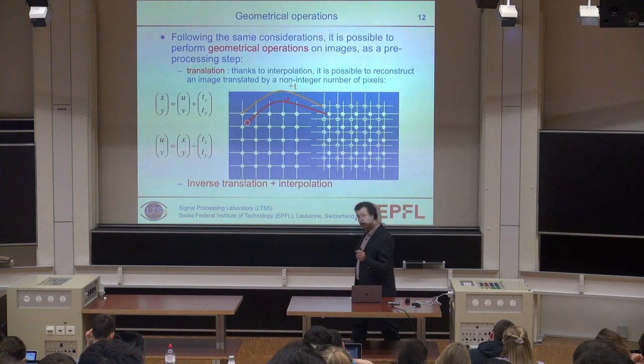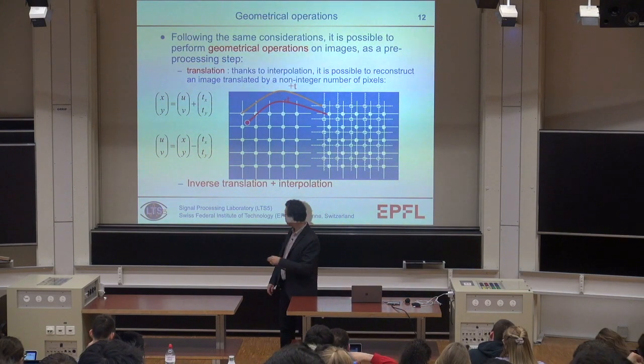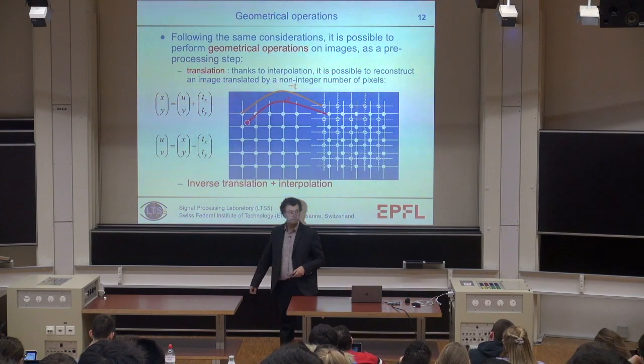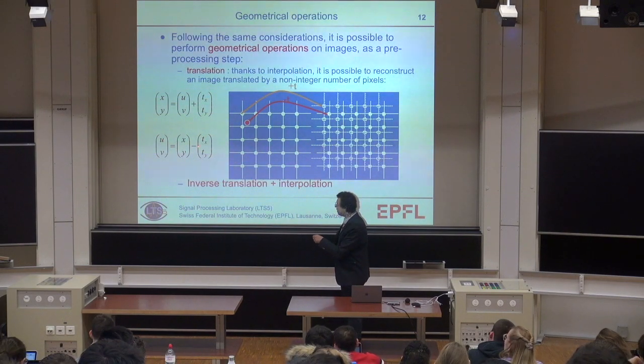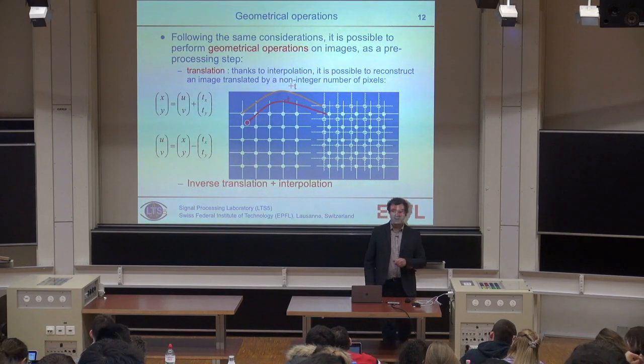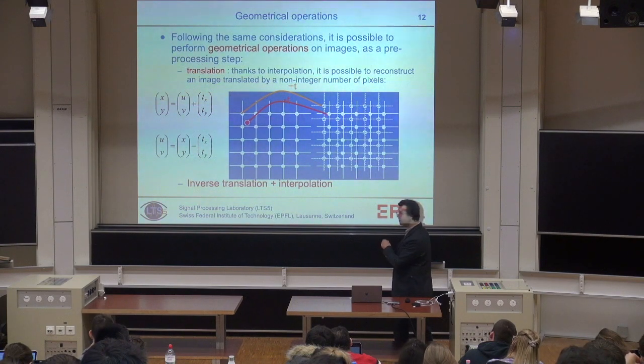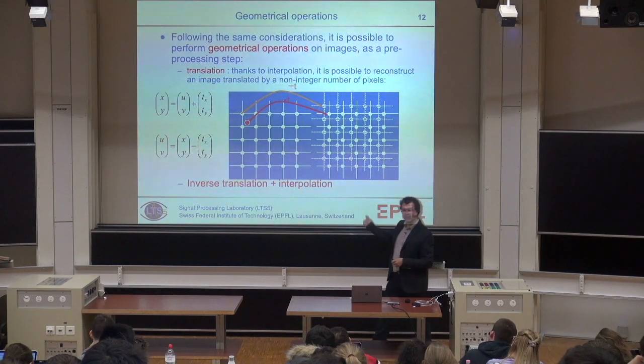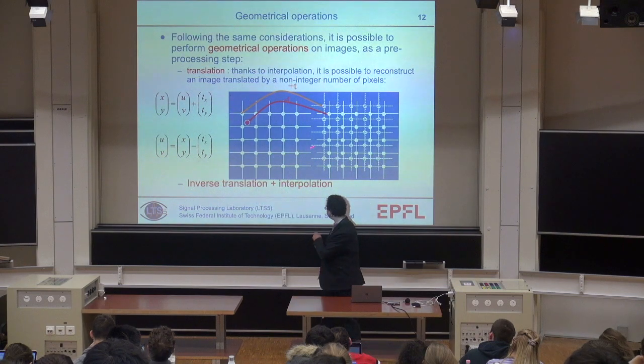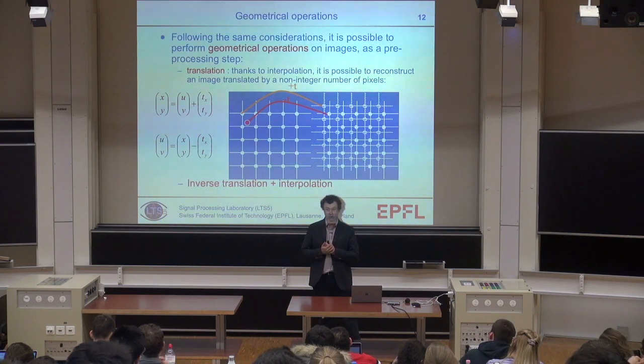So that's the only thing that you have to remember. When you do a geometrical transformation, like this one, you have to calculate the inverse transformation and guess or calculate the values of the pixels in the original image corresponding to the inverse transformation of the pixels that you want to calculate.